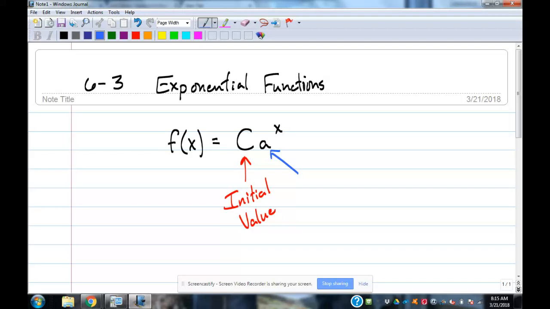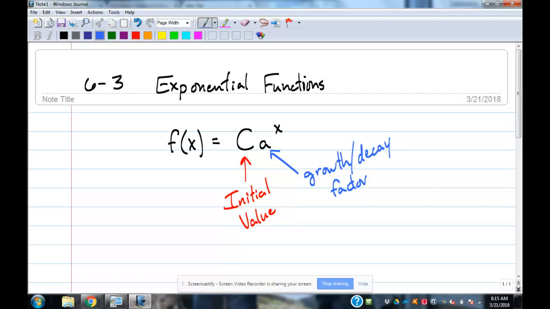The A there that has X as the exponent, that is your growth or decay factor. Growth or decay factor is what that's called. Okay. X is X like it's always been, and Y is Y like it's always been. So X are our values there. So we have an initial value.